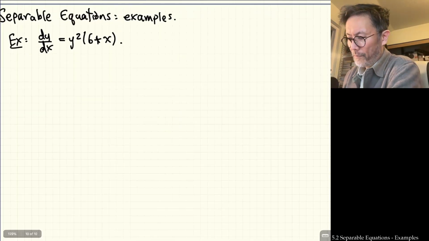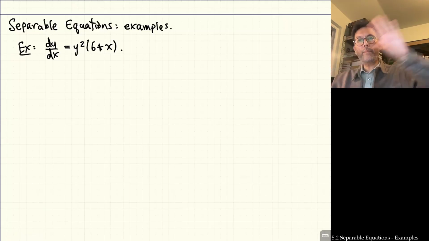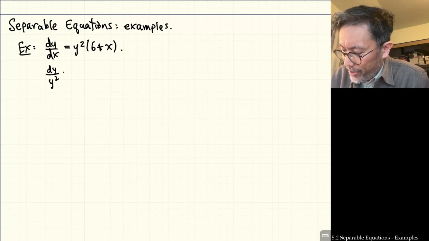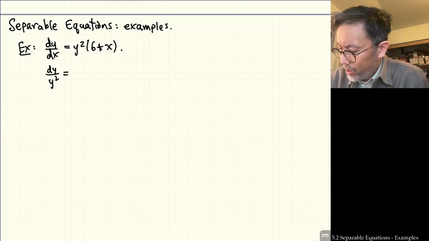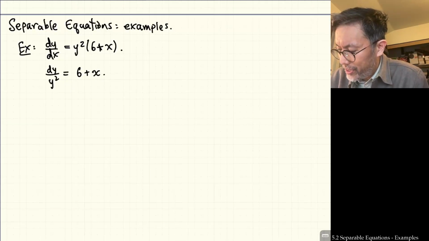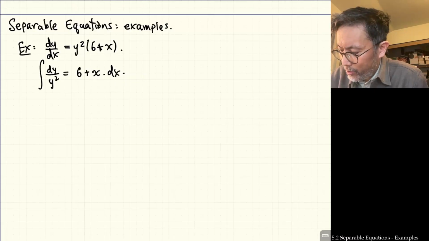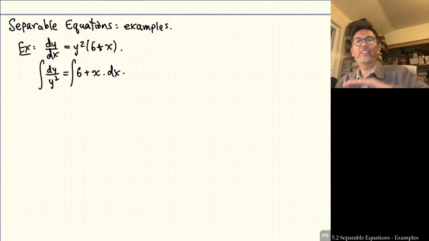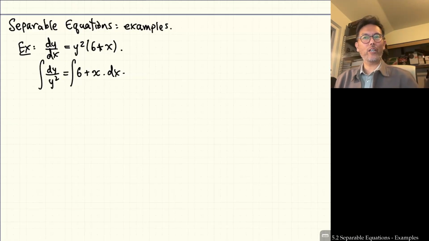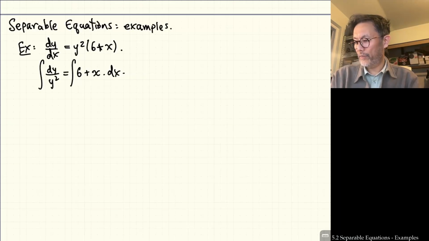Okay? So in this situation, we follow the prescription of the previous video. We separate the variables. We rewrite this as dy over y squared is equal to (6 plus x) dx. And then we integrate each side with respect to the respective variables. Symbolically, this works. If you want the more rigorous justification, you think about u substitution, and you look at the previous video for how that was done.